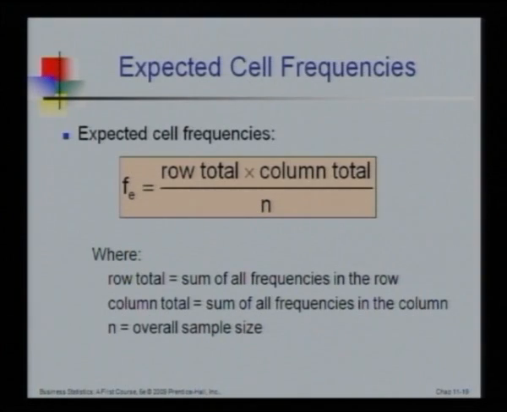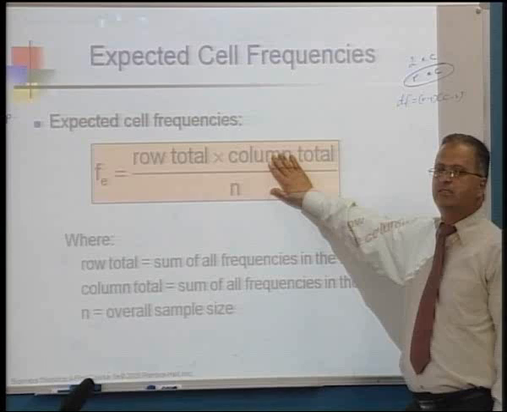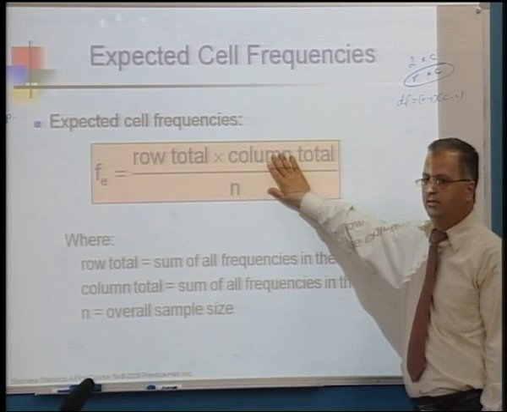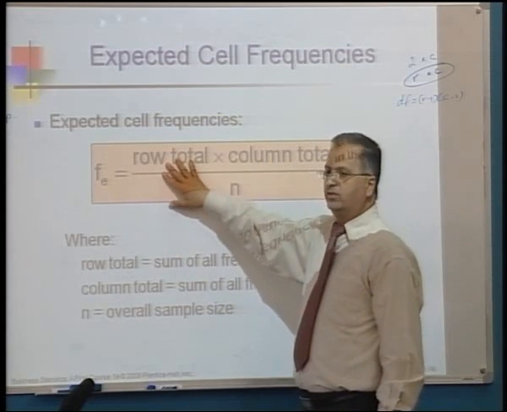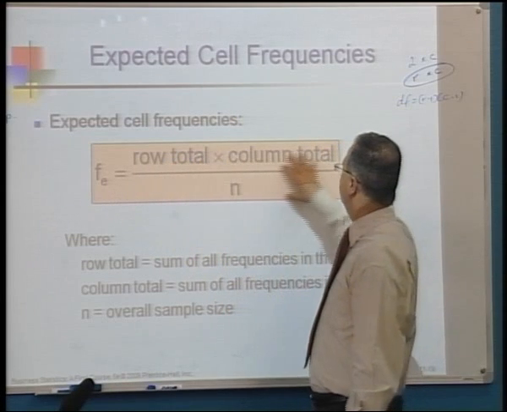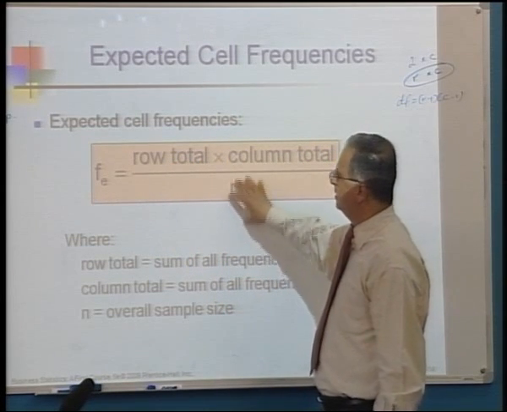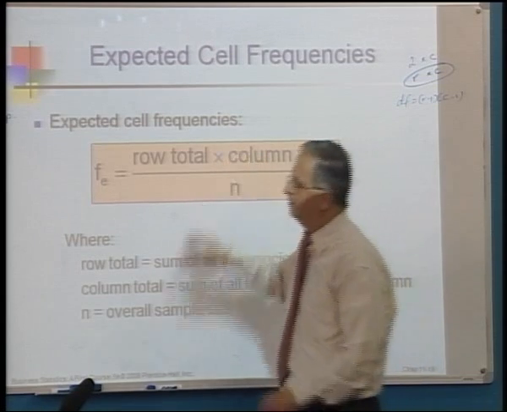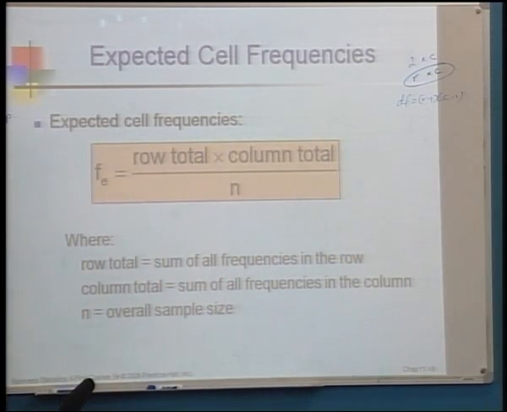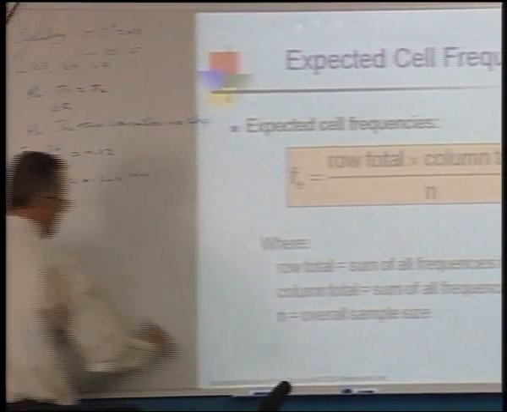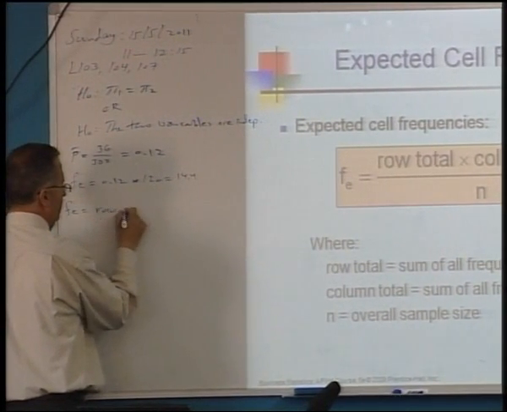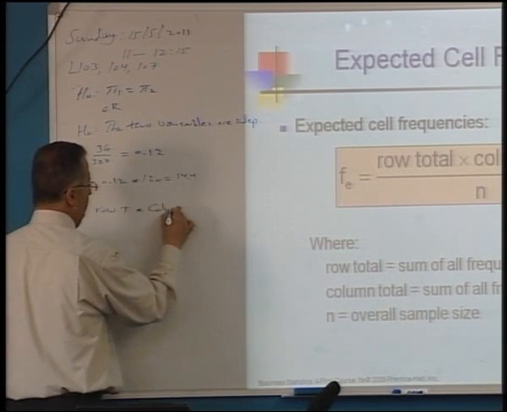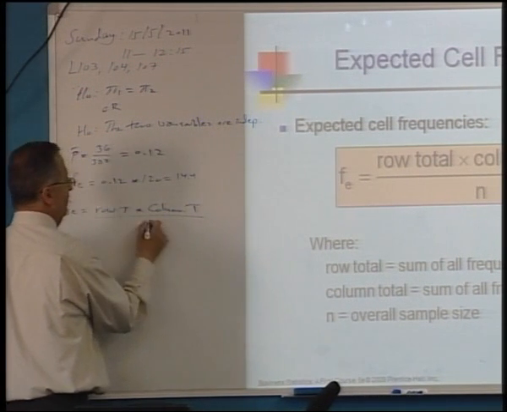Now let's see how we can compute the expected cell frequency for each cell. The expected frequency is given by row total multiplied by column total divided by n. So that's my new equation to determine F expected. The expected value for each cell is given by row total multiplied by column total divided by n.